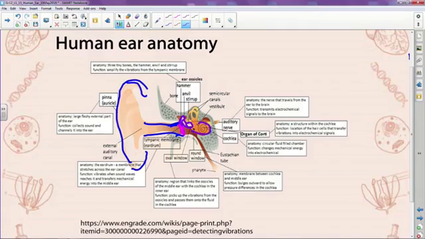It looks like a shell, okay? And inside there, you've got your liquid that picks up the sound, and from there, it sends a nerve all the way to the brain. That's how the ear, in a nutshell, works.